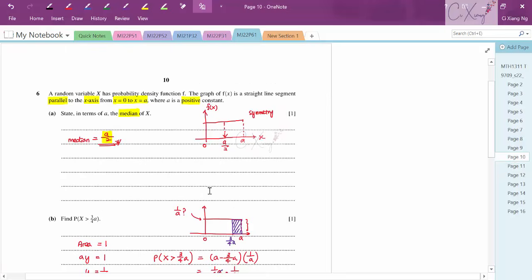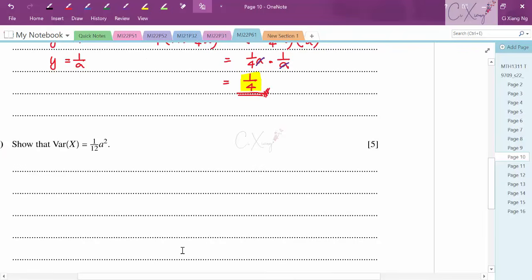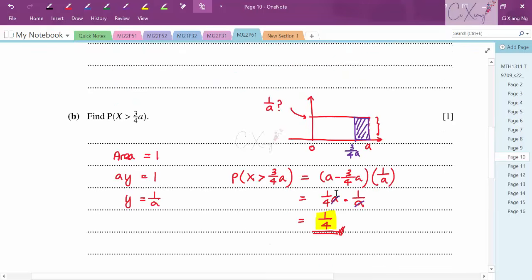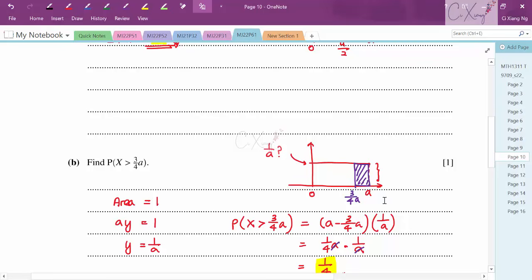Okay, so for part C, we want to show that the variance is equal to 1 over 12 a squared. First of all, if you refer back to the diagram here, generally it is a symmetric graph. For a symmetric graph, besides the median being in the center, the mean is also at the center. So this is actually the median, which is also the mean, which is a over 2.